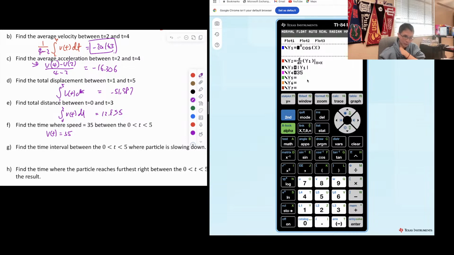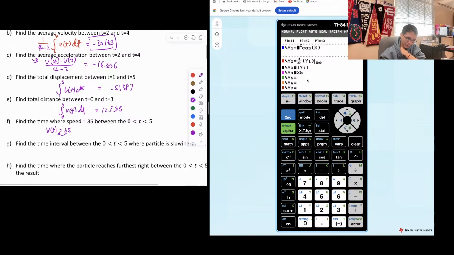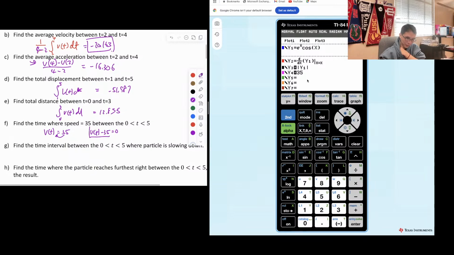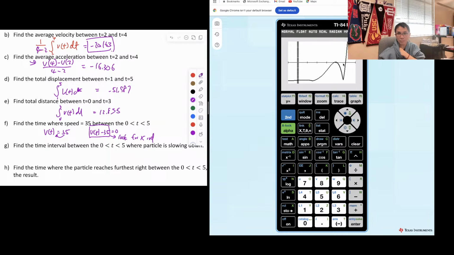The easier way is to move this 35 to the other side. So v of t minus 35 equal to 0. And if you do this, you're just going to look for the x-intercept. And this is a faster way to do it because that way you only have to look at the one function. So this one's going to go to minus 35. And all you got to do is look at the x-intercept, which is much easier. It's right here, here, here.